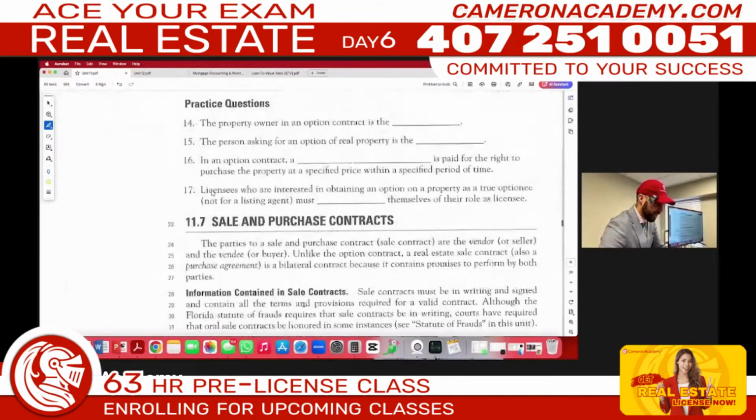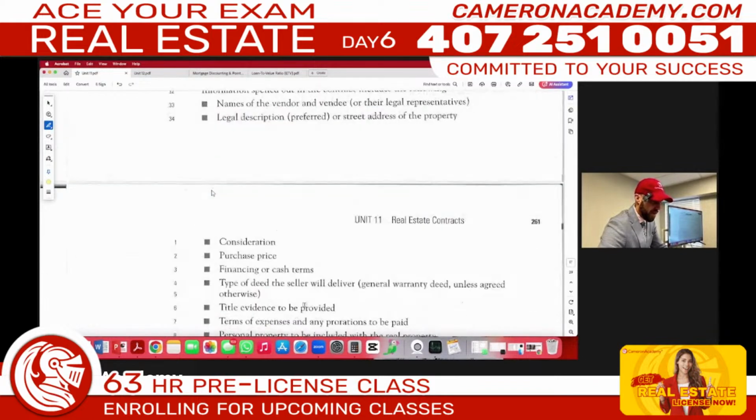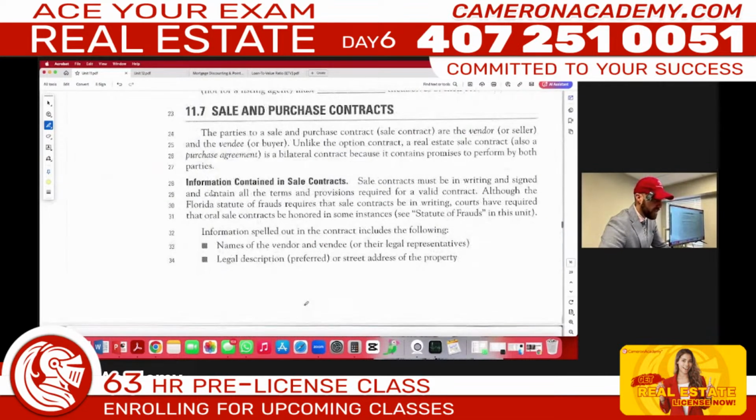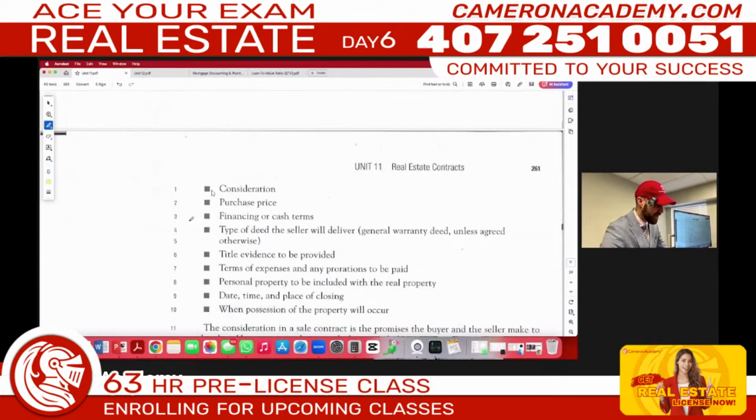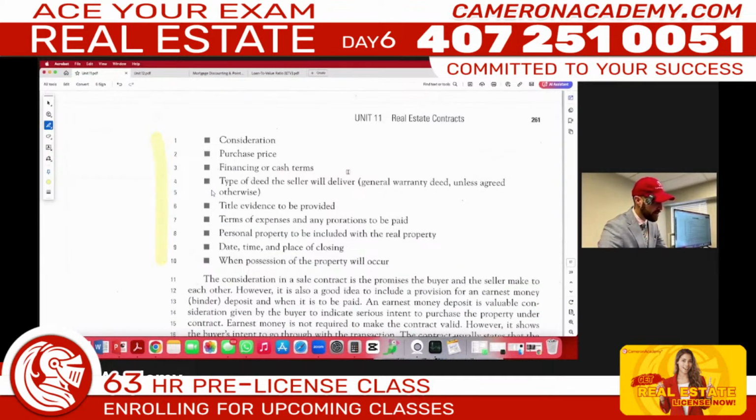Good question. We already talked about option contracts. Go to the bottom of page 260, and we see sale and purchase contracts starting on line 28. I want you to highlight this, but without even looking at this list, you could probably tell me everything that appears in a sale contract. It's just common sense. The names of the parties, the vendor and the vendee, that's the seller and the buyer, the dates, the signatures, the address of the property, all the terms, clauses, conditions, what you exchange the property for, purchase price. I mean, it's self-explanatory. Look at this list.